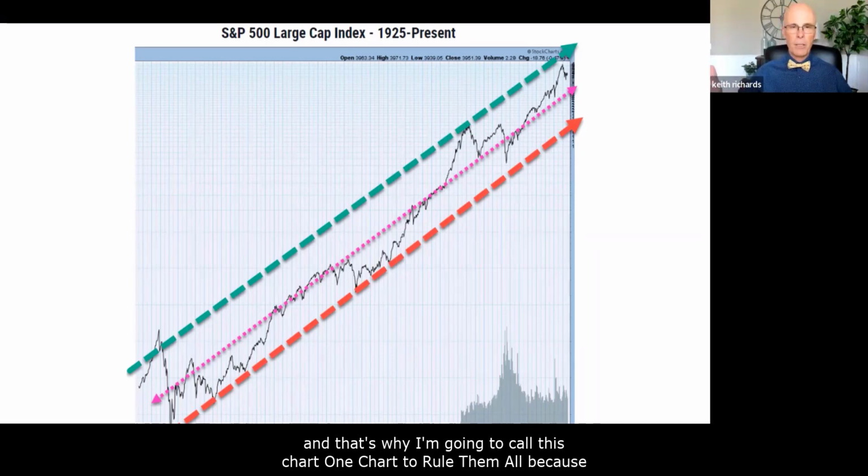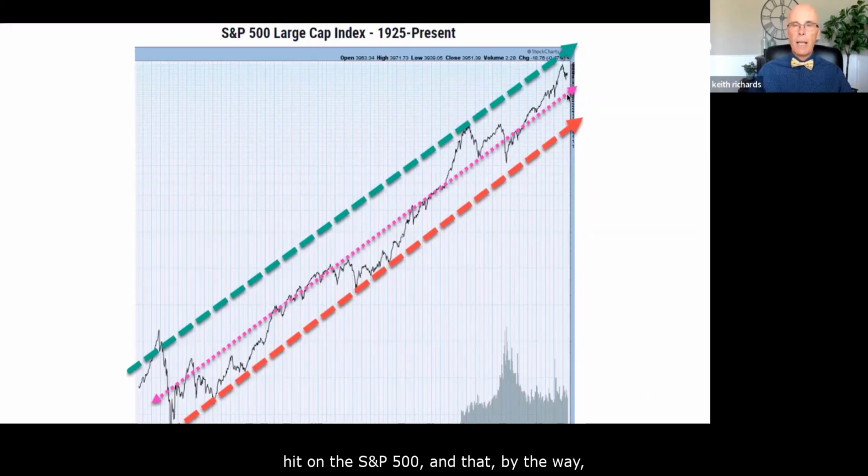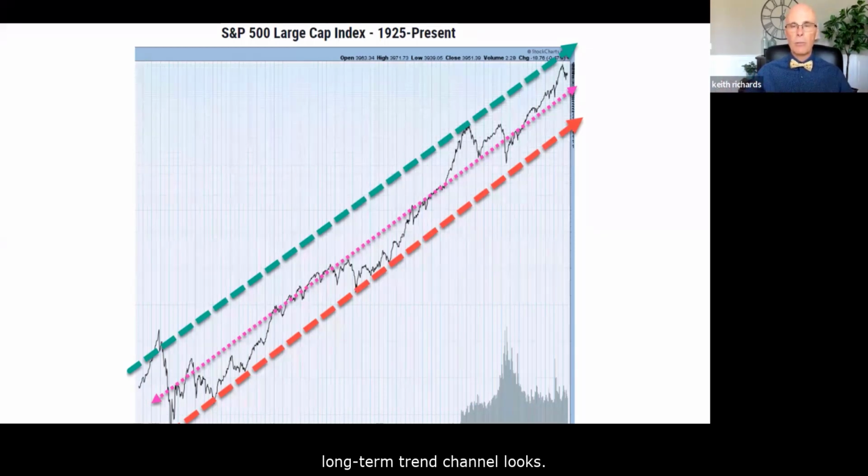And that's why I'm going to call this chart one chart to rule them all, because all we know right now is that after hitting the top of the trend channel, the market has corrected, but it really hasn't corrected in a meaningful way. And it has not acted like it has acted over very long periods of time. In fact, my guess is that you might in fact see this median trend channel hit on the S&P 500. And that, by the way, would bring us into the lower 3000 area. All right. So it's not a prediction. It's just a potential based on the way the long-term trend channel looks.